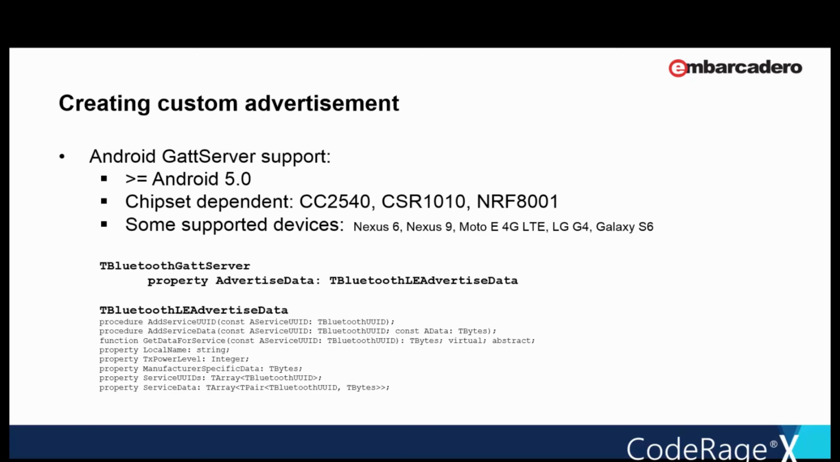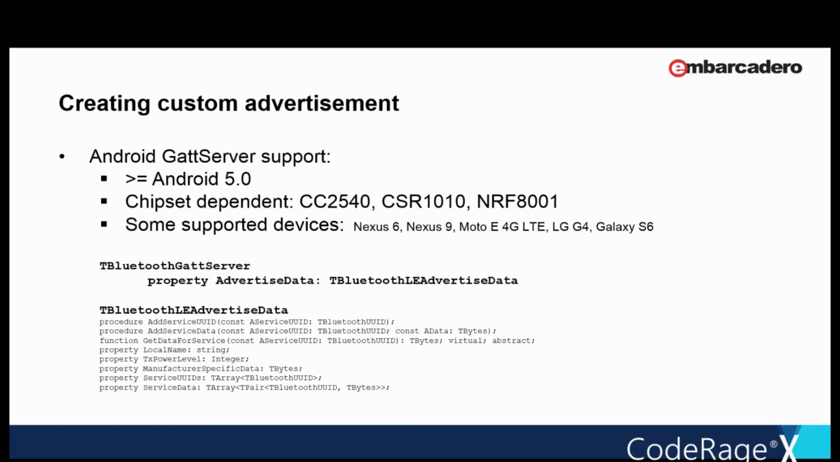Now, when we create a GATT server, we also can customize its advertised data. In the same way that we have an advertised data in the Bluetooth LE device, we also have a property in the Bluetooth GATT server class, the Advertised Data property, that allows us to customize what our GATT server is advertising. There are some restrictions here because Mac and iOS only allow to customize the services UUIDs and the local name for the GATT server. All the other fields are ignored for Mac and iOS.